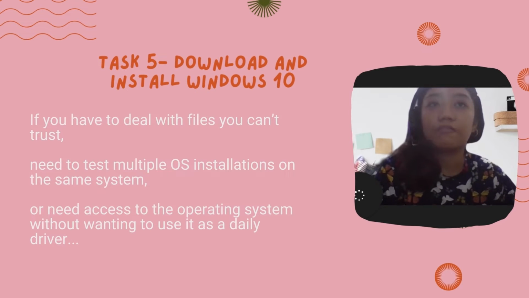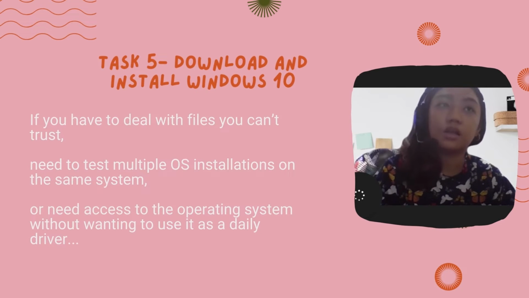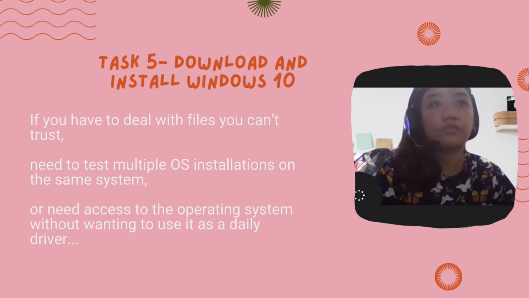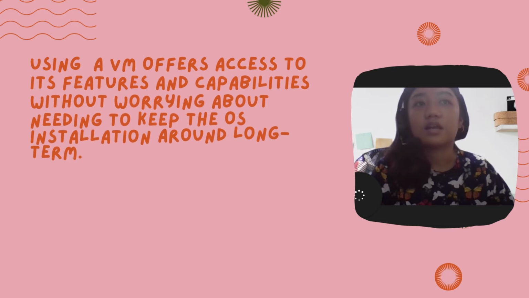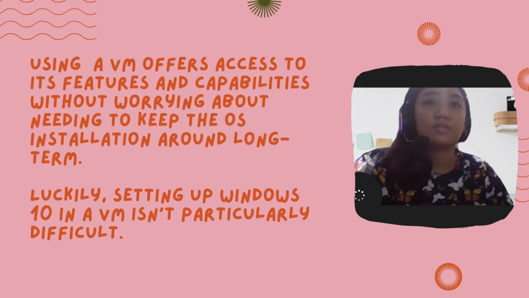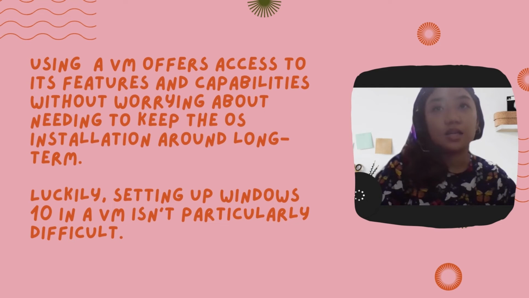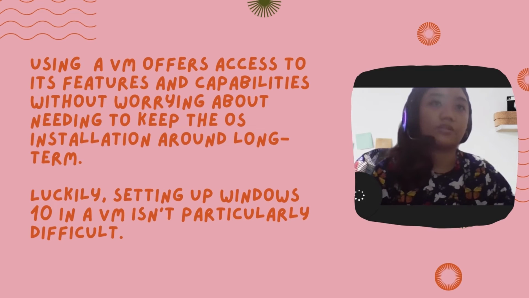So there are a lot of practical reasons to set up an OS like Windows 10 in a virtual machine rather than using it as a native installation. If you have to deal with files you can't trust, need to test multiple OS installations on the same system, or need access to the operating system without wanting to use it as a daily driver, using a VM offers access to its features and capabilities without worrying about needing to keep the OS installation around long term. Luckily, setting up Windows 10 in a virtual machine isn't particularly difficult.